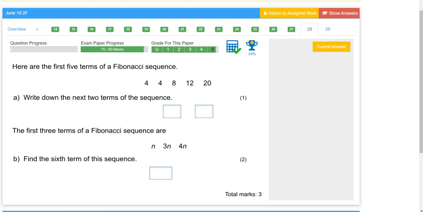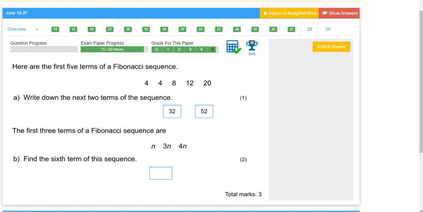And then question 28, we have some Fibonacci. So what do I have happening here? I notice this Fibonacci means they're adding them. So 4 and 4 is 8, 4 and 8 is 12, 8 and 12 is 20. What's my next one? 12 and 20 will be 32. And then after that, 32 plus 20 would be 52. So we're just testing, do we know what's meant by that Fibonacci sequence?